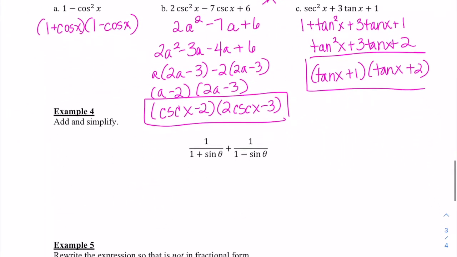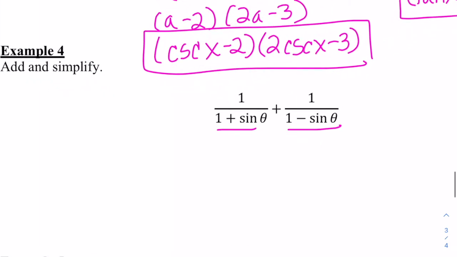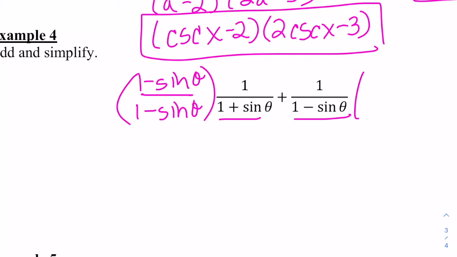Okay, the next skill that we're going to work on is find the LCD. So that's really not that hard. Here you have 1 plus sine of theta, 1 minus sine of theta. Well, we know that the LCD would be 1 minus sine squared. So we're going to have to multiply this first parenthesis by 1 minus sine of theta over 1 minus sine of theta. And then multiply the second parenthesis by 1 plus sine of theta.